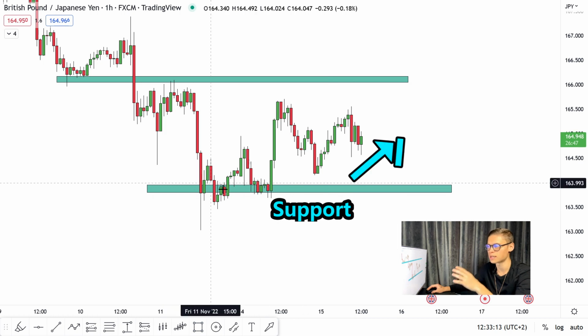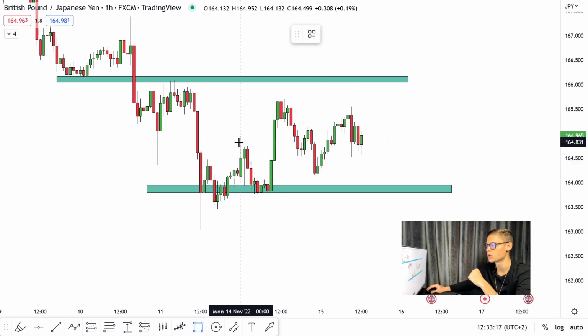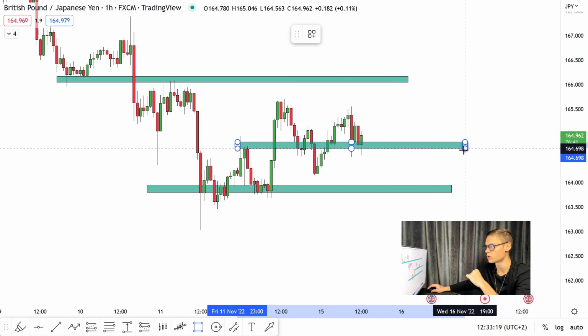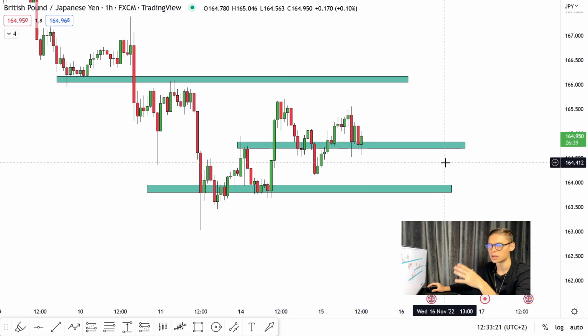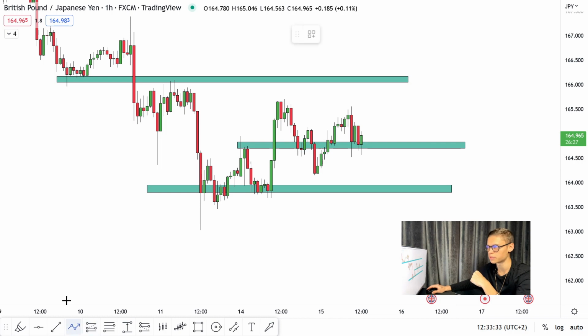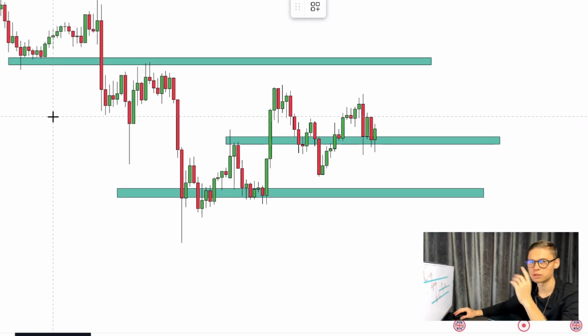Boom, another support is over here. As you can see, price was unable to break it, and if we want, we can mark even more. We have a resistance and support level over here. You can call it supply and demand or key market levels, it doesn't matter, they all mean the same thing. Support and resistance levels can be a great tool to find perfect entries.